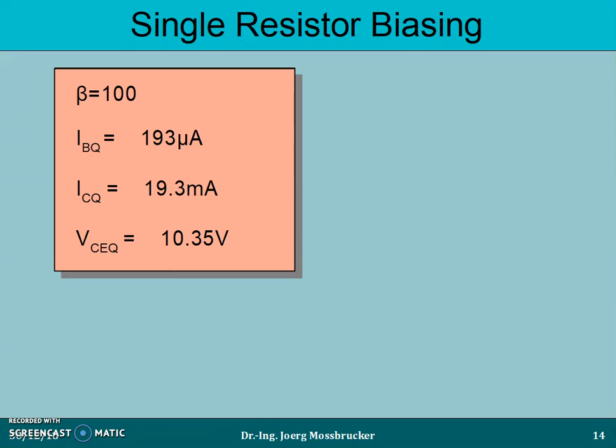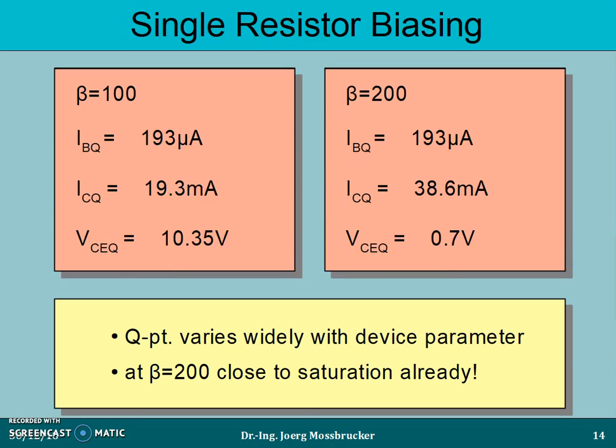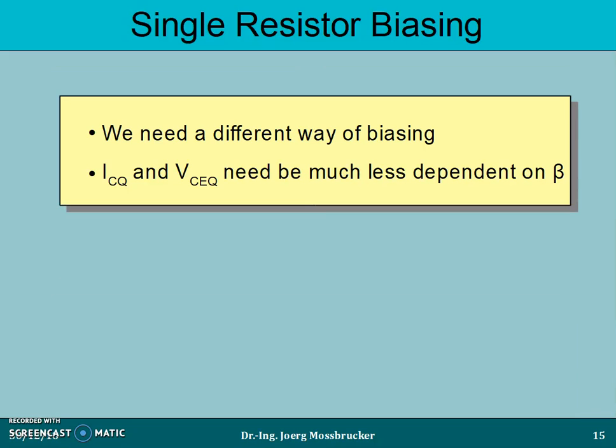So again, let's compare this for a moment. Beta being 100, we get a collector emitter voltage of 10.35 volts. At beta 200, we get a collector emitter voltage of 0.7 volts. And we see that the Q points vary wildly with the device parameter. And at beta 200, the device is close to saturation already. Of course, this means that we need a different way of biasing, where the collector current and the collector emitter voltage are much less dependent on beta.